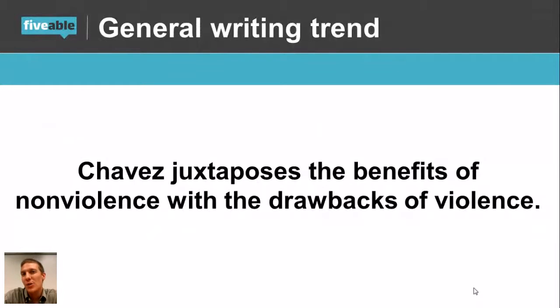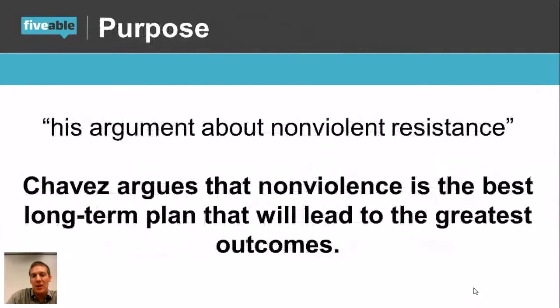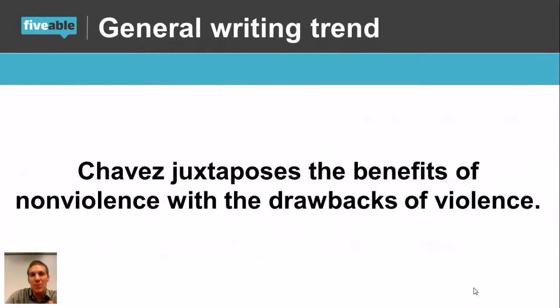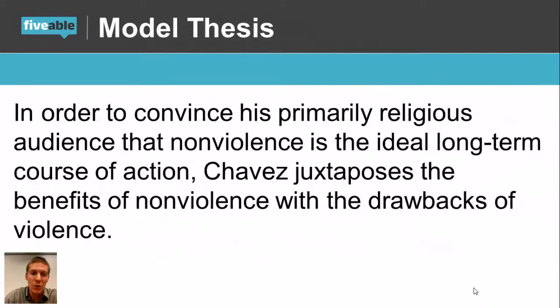A verb that I teach my students they're not allowed to use is "use." So don't just say "uses juxtaposition." Go higher level than that: "juxtaposes." Don't say "uses emotional appeal." Say "appeals to the audience's sense of guilt," whatever it is. All right, so let's look at how we're tying in my identification of audience, purpose, and then the general writing trend.